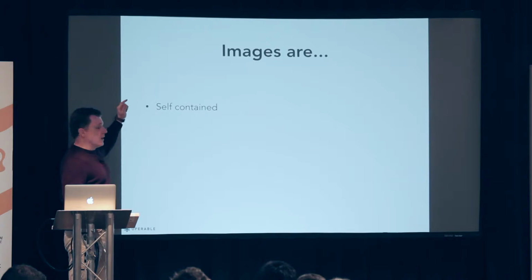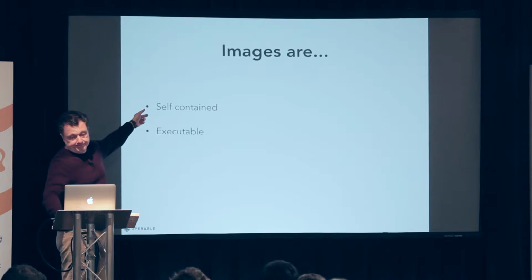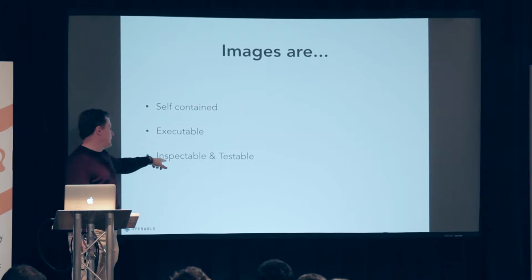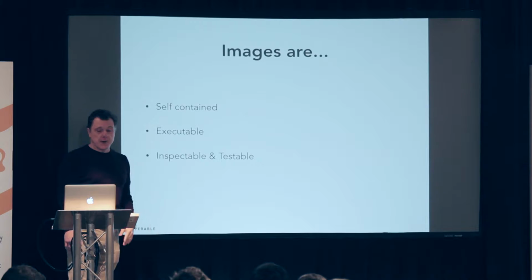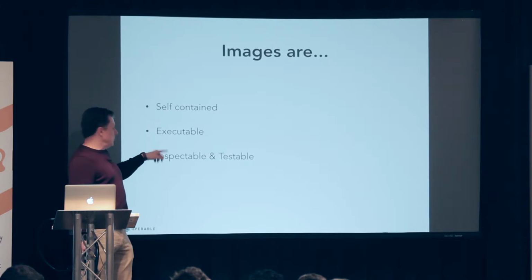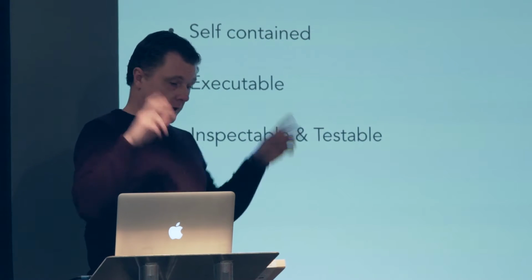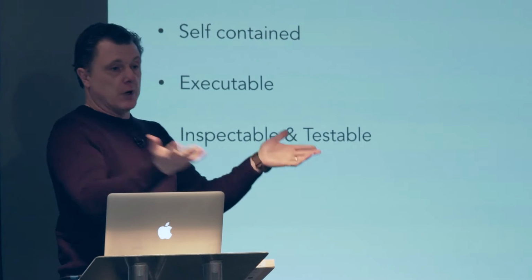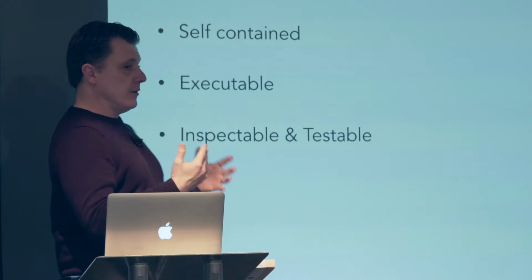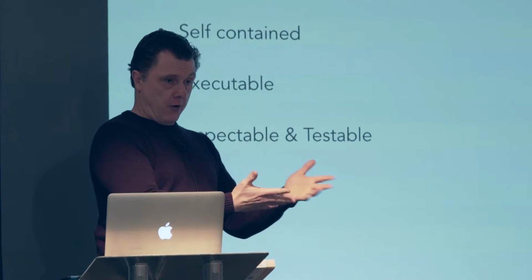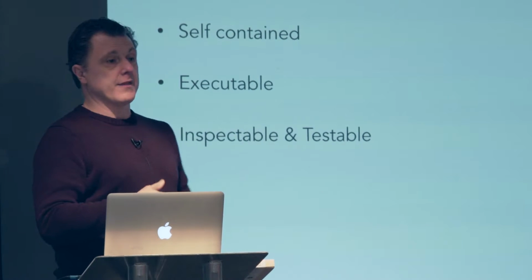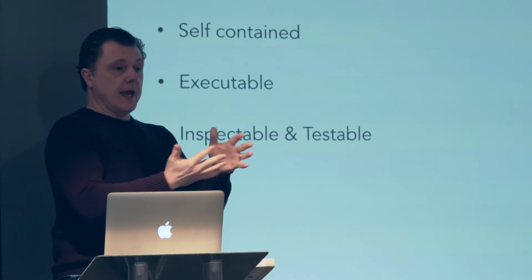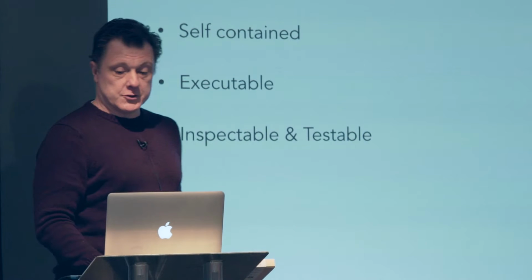So images are self-contained. They're executable, obviously. And they're inspectable and testable. And what I mean by inspectable and testable here is that you can mount a Docker image and inspect its internal file system, see what's installed. You can run it interactively and poke at it to debug things. You can look at the Dockerfile that built the image and understand how that image was constructed.